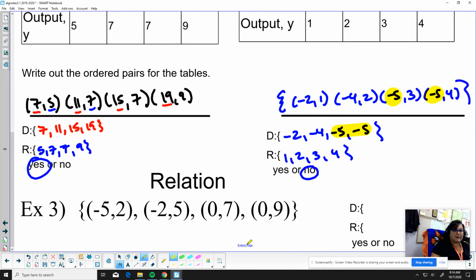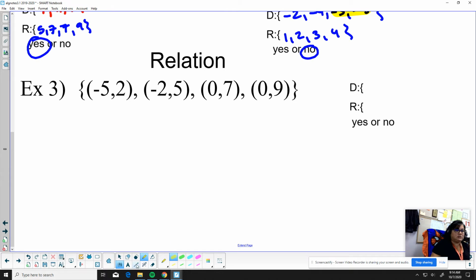All right, so you can do the same thing. This is called a relation. A relation is a set of ordered pairs. So you really just need to know that in case it says, find the domain and the range of the relation. So a relation is a set of ordered pairs. You should probably write that down so you have that.